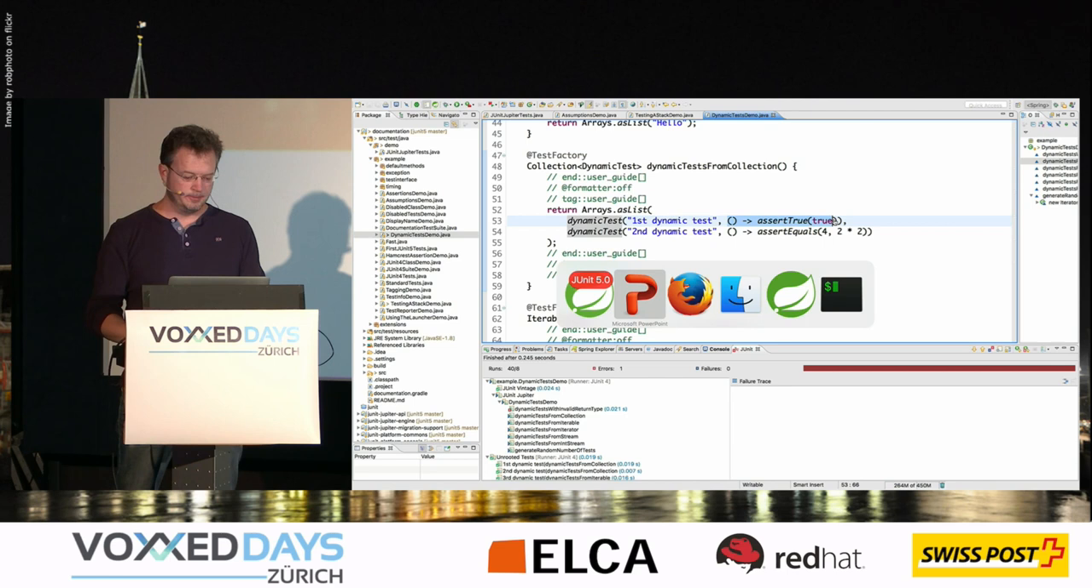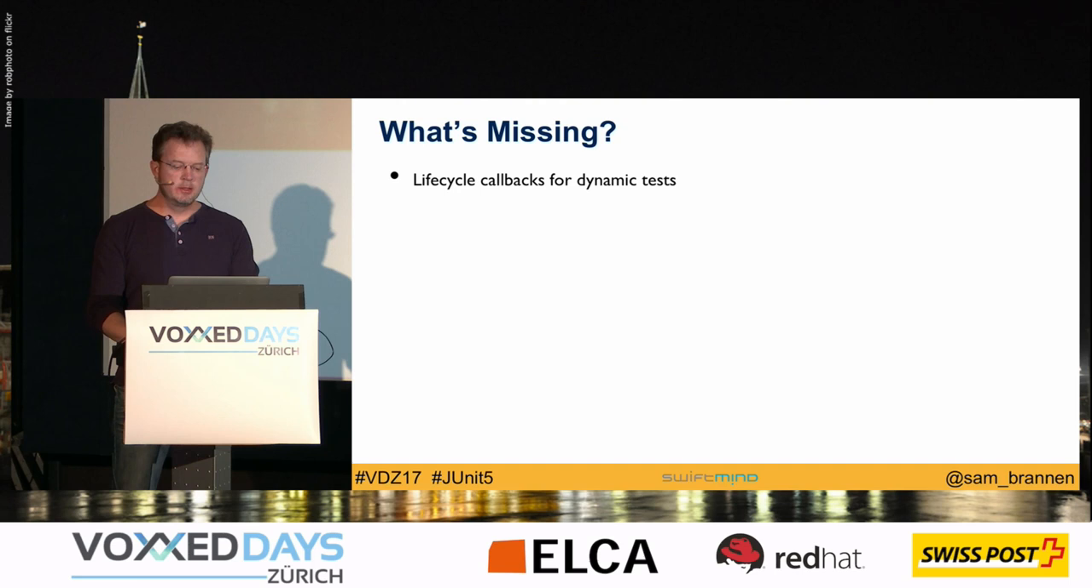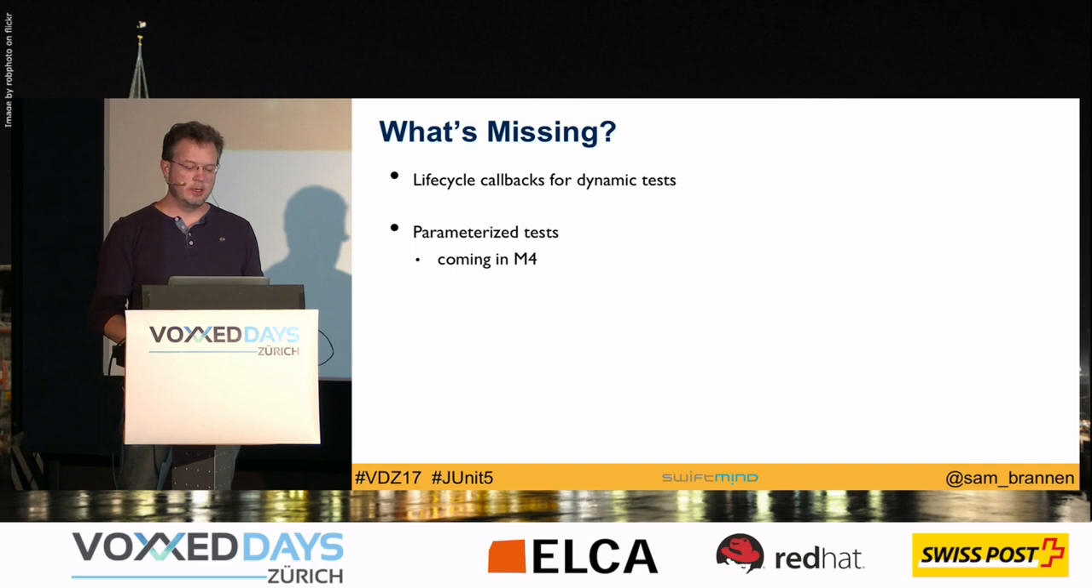What's missing? The dynamic tests don't get the full support for lifecycle callbacks that regular test methods do, and we're looking to see if we can fix that or make that better. Official support for parameterized tests isn't there yet, but it's in a branch right now and should be coming out in milestone 4. Scenario tests, something similar to what you'd have in TestNG, where you can have multiple steps that depend on each other. We're considering adding that into the core as well.